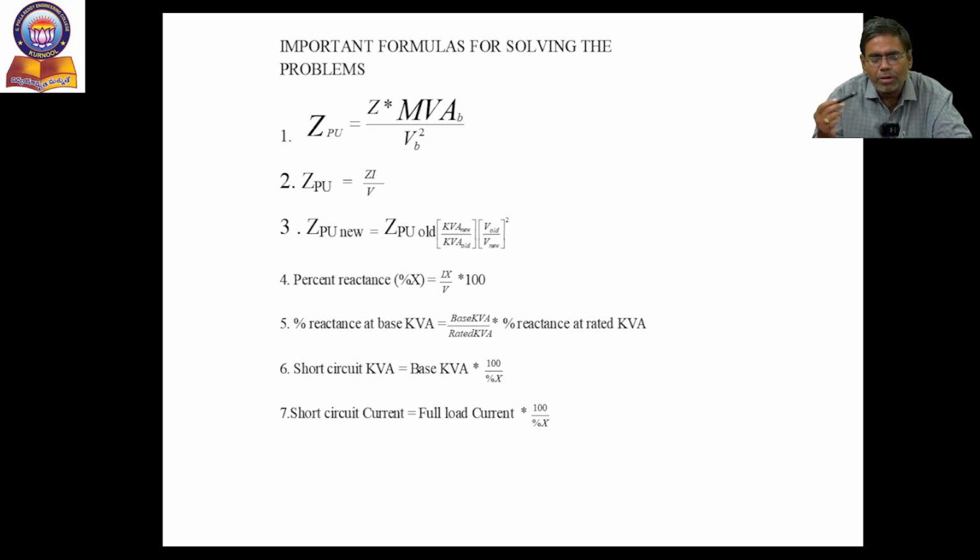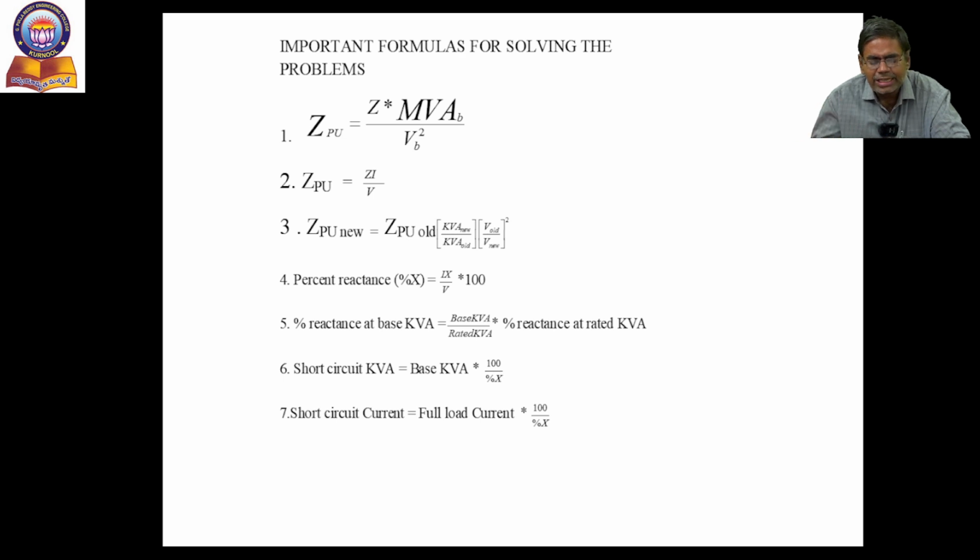These are some important formulas in case of the per unit system. Z per unit is equal to Z into MVA divided by V square. That is one important relation. The per unit impedance referred to its own rating is equal to Z into I by V. The change of base: Z per unit new is equal to Z per unit old, kVA new divided by kVA old, V old divided by V new whole square. That is one more important relation.